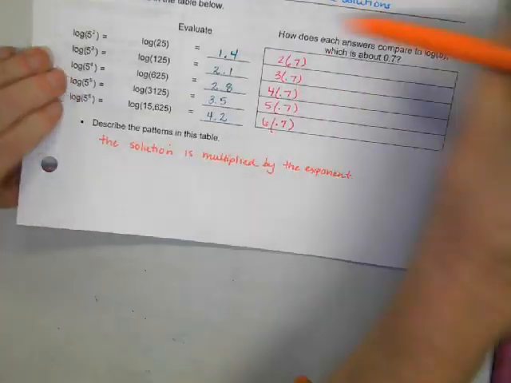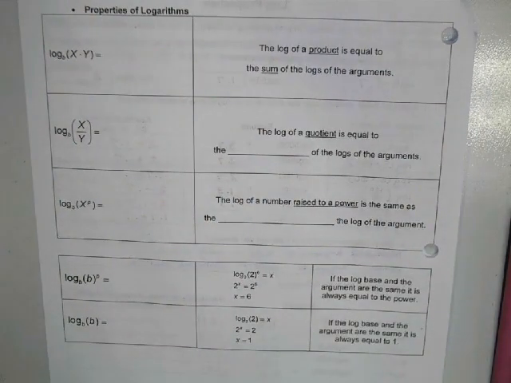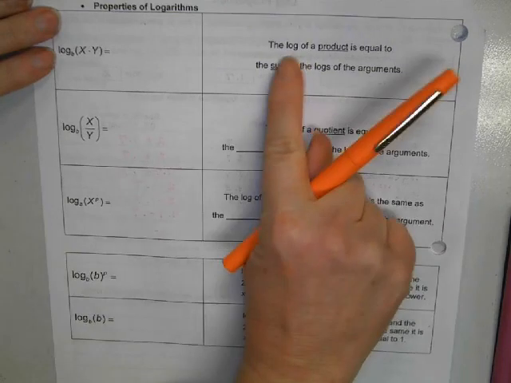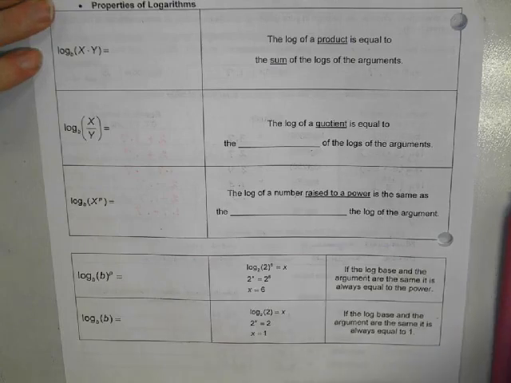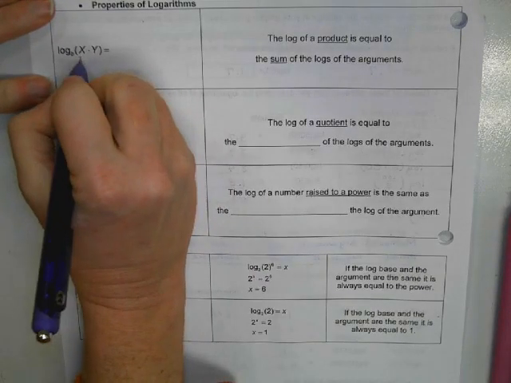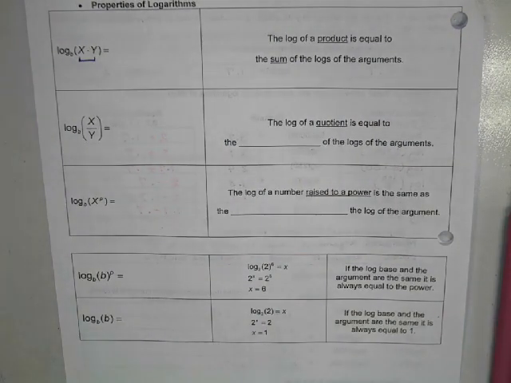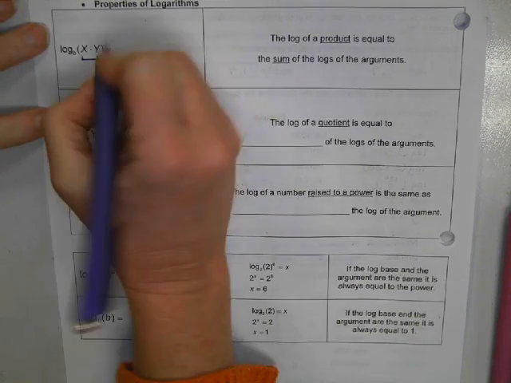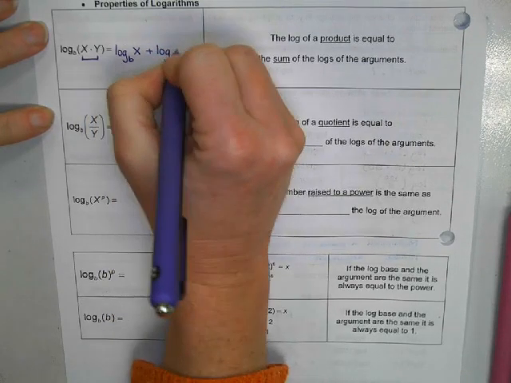Yeah. All right, so you just saw the properties of logarithms in action. So we're going to talk about what they are. The first one is the log of a product is equal to the sum of the logs of the arguments. That's a lot of big talk, but what it really means is, if you visually see that what's inside of the argument is being multiplied, then you can split that into two simpler logarithms by addition. So this would be log base b of x plus log base b of y.